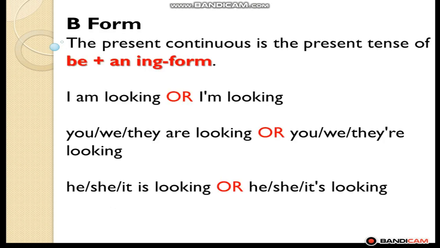The form of the present continuous is one of the verbs of be plus the ing form. I am looking or I'm looking. So this is the abbreviation of I am. The abbreviation of I am is I'm looking. You, we, they are looking, or you're, we're, they're looking. He, she, it is looking, or he's, she's, it's looking. So the abbreviation is to put this apostrophe and s, the abbreviation of is.